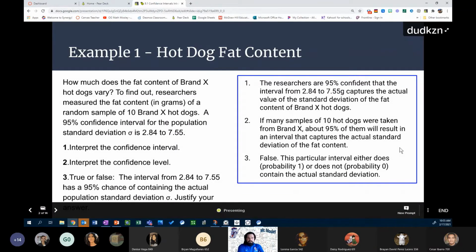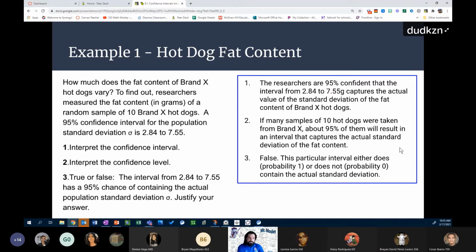And lastly, the third statement there is false. This particular interval either does, probability of 1, or does not, probability of 0, contain the actual standard deviation. We don't know the actual standard deviation, so we can't say whether it does or doesn't. But to say that the interval has a 95% chance of containing the actual population standard deviation is not correct, because it either does or doesn't. 100% chance or 0% chance. About 95% of the intervals that we get from this repeated sampling will have that.